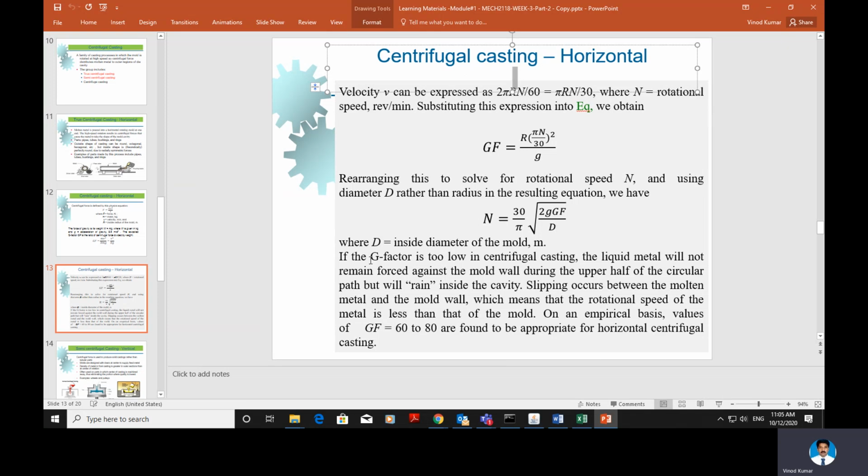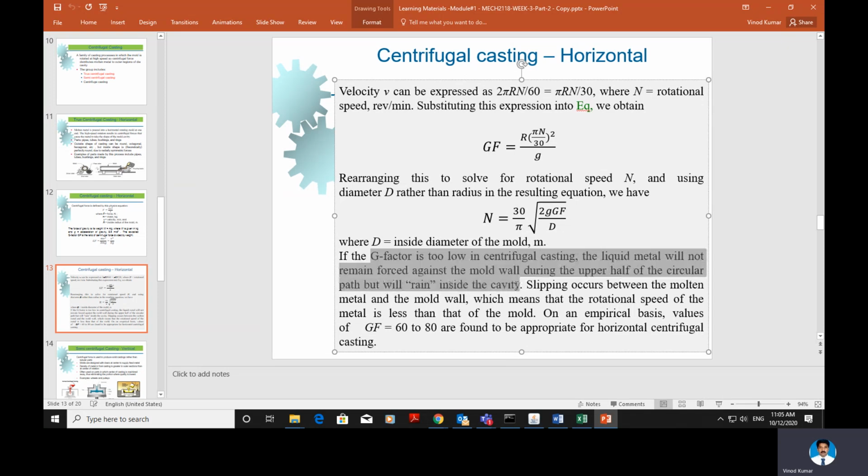If the G factor is too low in centrifugal casting, the liquid metal will not remain forced against the mold wall during the upper half of the circular path, but will fall inside the cavity, and slipping occurs between the molten metal and the mold wall. And on an empirical basis, values of G factor must be between 60 and 80 to be appropriate for horizontal centrifugal casting.